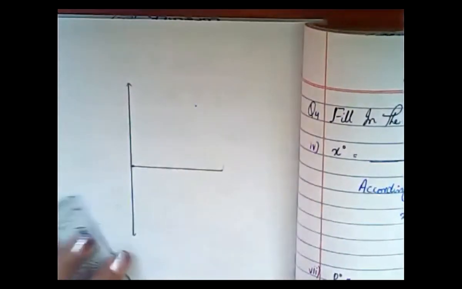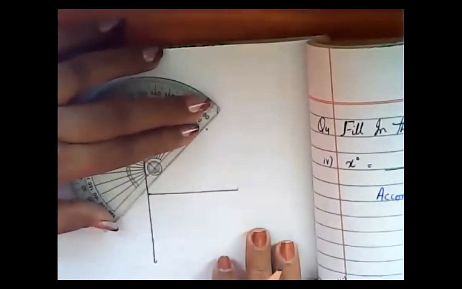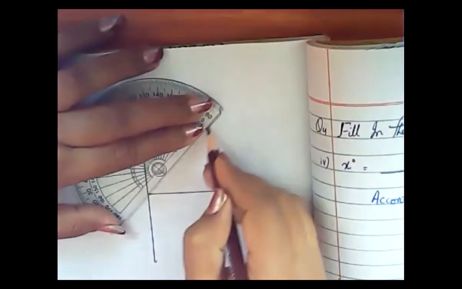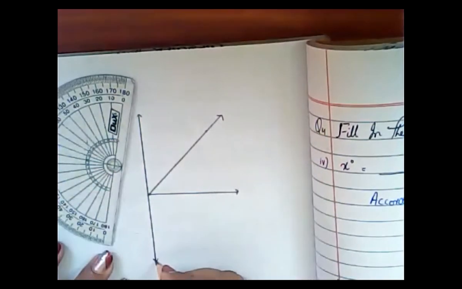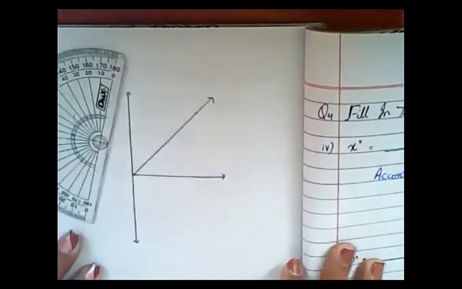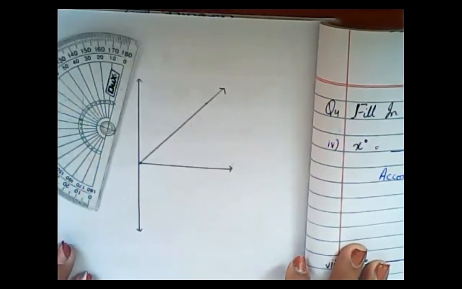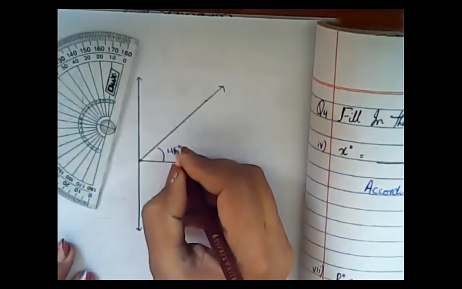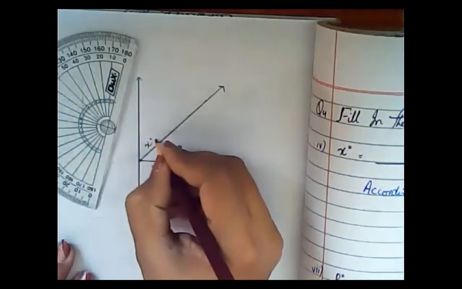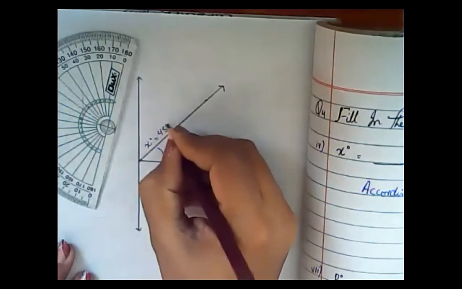Okay, and then you will also join this one, and then make the small arrows here. This is a must. If you do not make the arrows, you will get the wrong answer. Now, this is equal to 45 degrees, which is given to you. And this is the angle that you have found, which is also equal to 45 degrees.